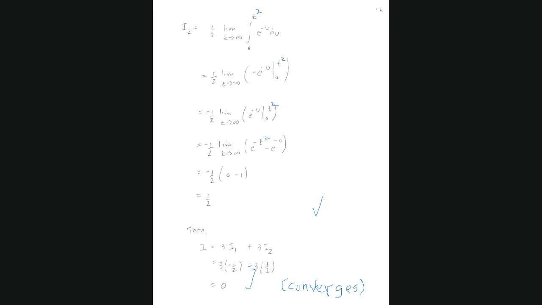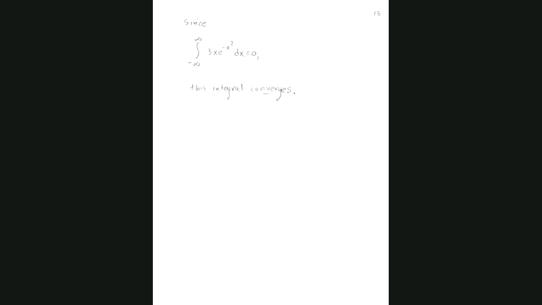All right. Well, then, since our integral from negative infinity to infinity of 3x times e to the negative x squared dx equals 0, the integral converges. 0 is a finite value.